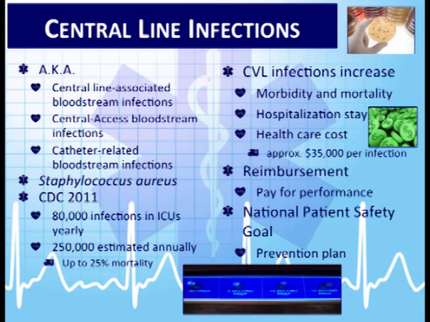250,000 estimated annually, and up to a 25% mortality rate. So I mean, just on a central line placement. The infections increase morbidity and mortality, hospitalization stay, and healthcare costs. To treat these central line infections, it's about $35,000 per infection. That price is probably higher. However, with this reimbursement pay for performance, many insurance companies have said, okay, the patients are going to go in the hospital, however, if you cause a central line infection, we're not paying for it. So that healthcare facility eats the cost. And in the long run, it affects all of us in healthcare.